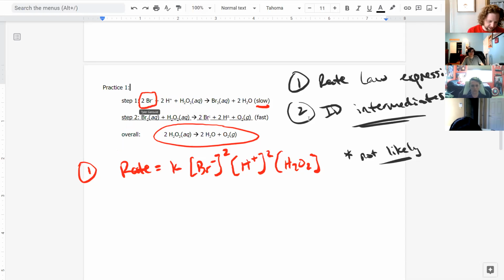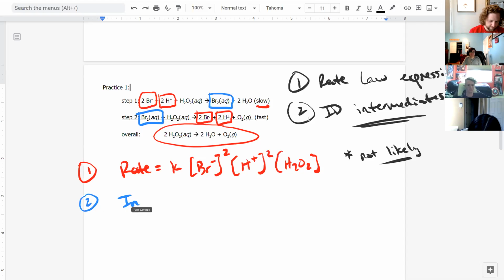Br minus cancels with Br minus. There's 2 of them. H plus cancels with H plus. There's 2 of them. Notice how those do not show up in the overall reaction. They cancel out. And another one that cancels out is Br2. Everything that I've boxed cancels out. The intermediate is just Br2.